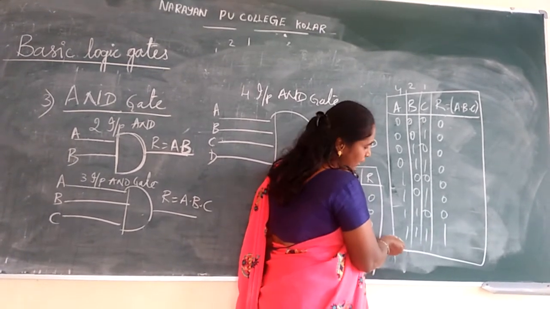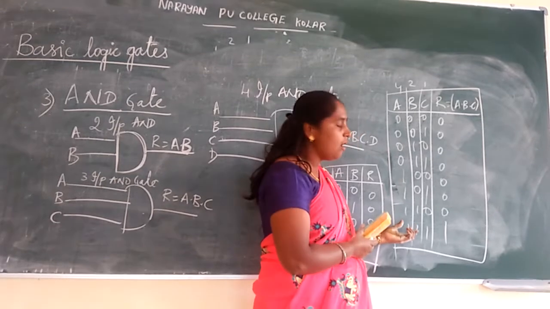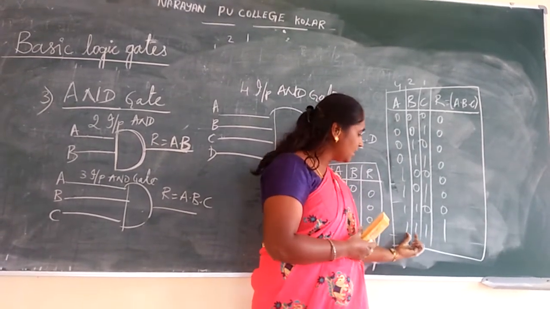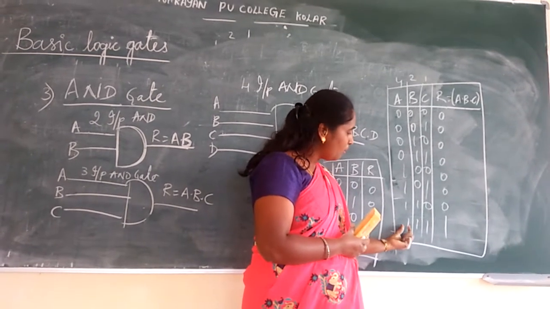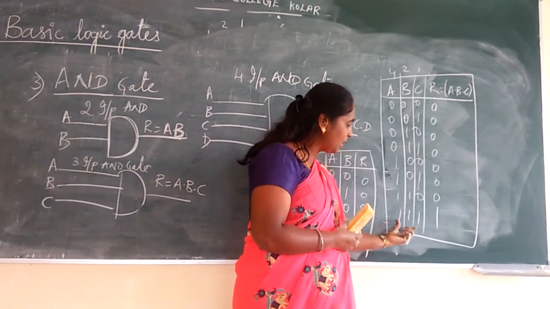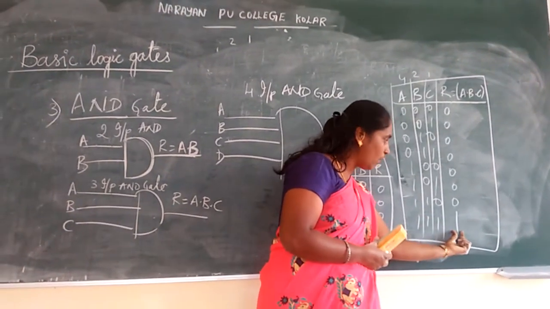If all the input signals are high, then the output signal will be high. That is nothing but 1. In this case, there are possible values. All the signals, that is A, B, C, being high, then the output signal is 1.